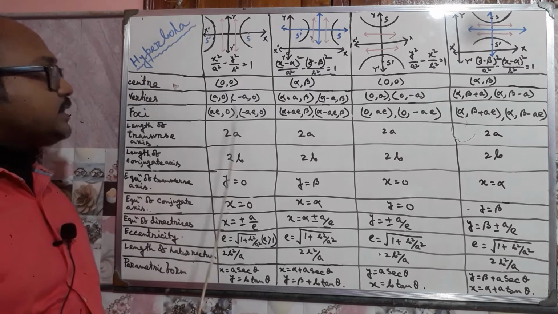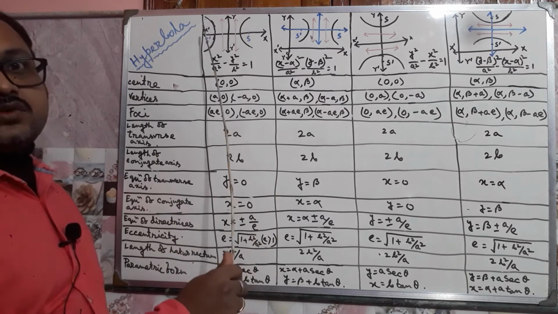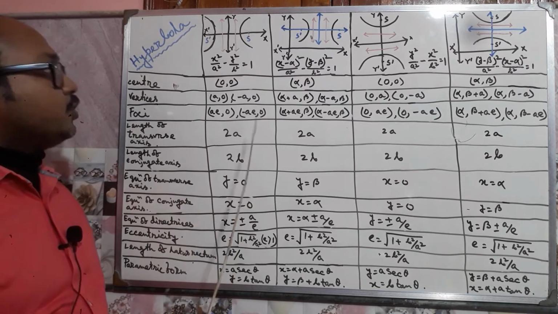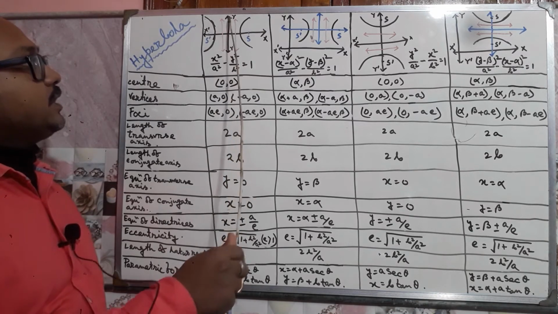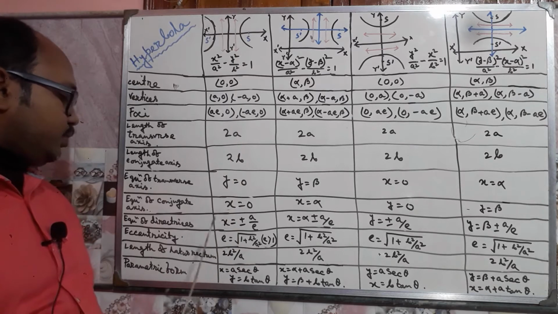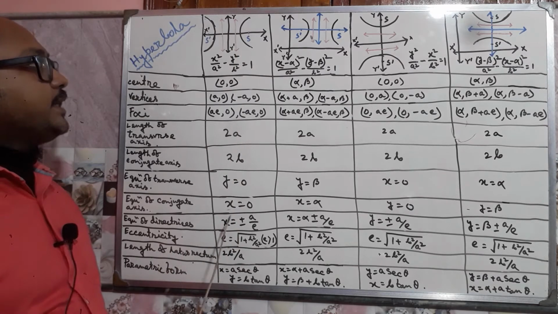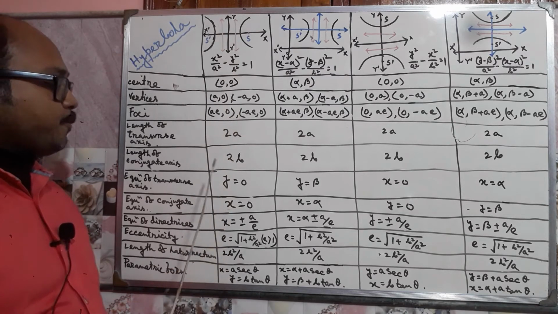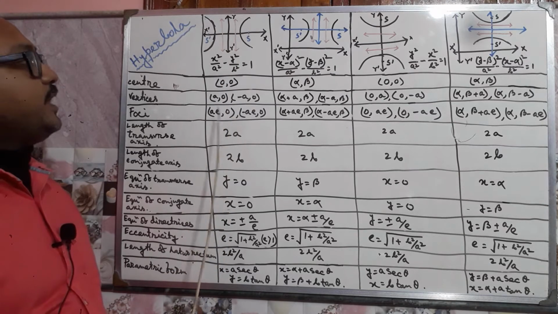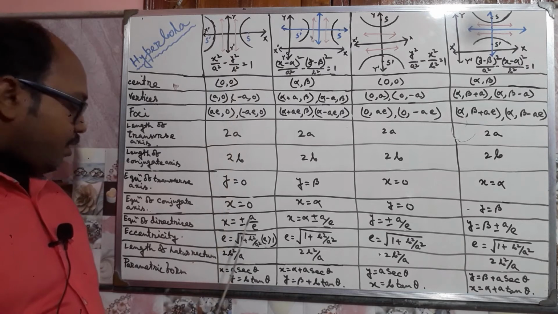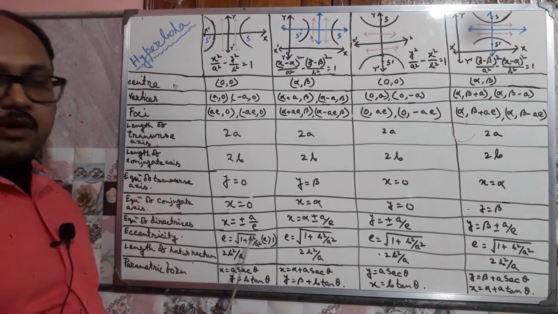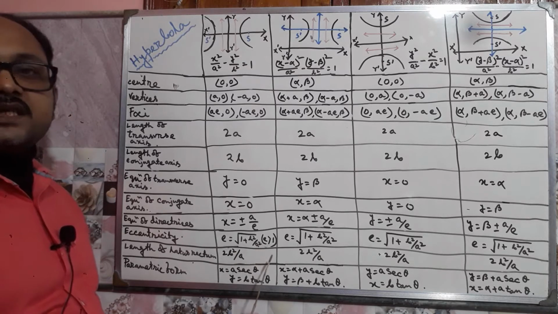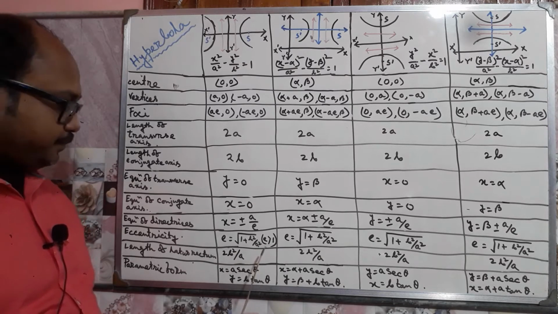Equation of the transverse axis, this x axis, y equal to 0. Equation of conjugate axis, that is y axis, the equation of y axis, that is x equal to 0. Equation of directrices, that is these two red lines are the directrices, x equal to plus minus a by e. Eccentricity, e equal to root over of 1 plus b square by a square. For hyperbola, eccentricity is greater than 1.